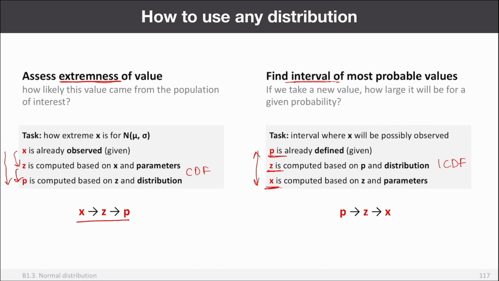Of course, you can also compute quantiles, meaning not intervals, but just single values. But anyways, you use this way, right? So either z-score based on the values and then probability based on the z-score, or z-score based on the probabilities and then the value based on the z-score.